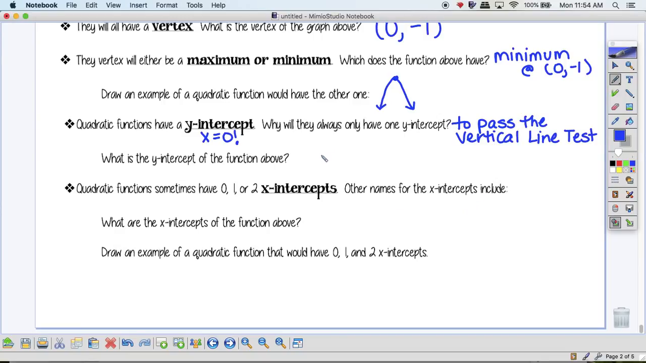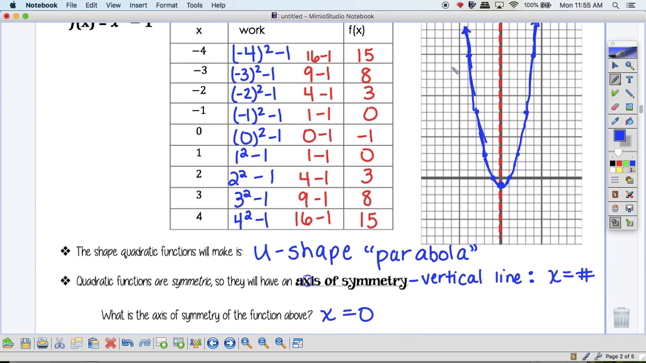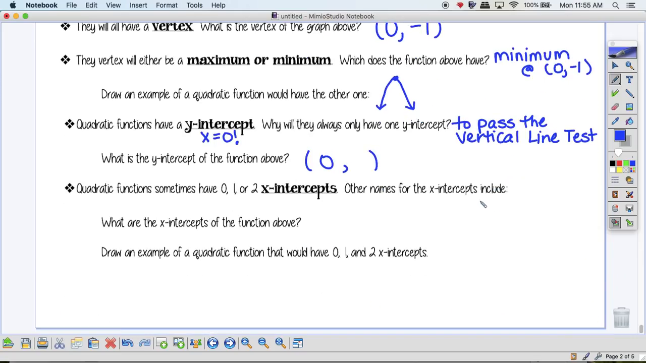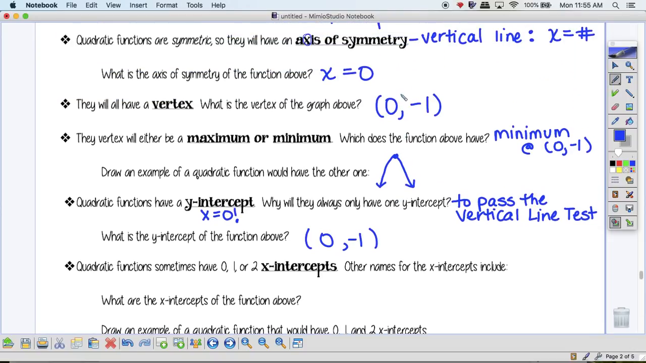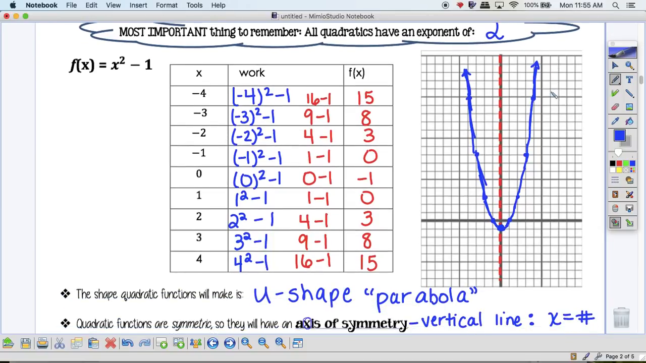What is the y-intercept of the function above? The y-intercept is going to be an ordered pair with x equals 0. Okay, and let's take a look at where it crosses the y-axis. It's right here at the point 0, -1. Okay, you should notice that that is the same as the vertex and the minimum. Do you think that all of my parabolas will always have the vertex be the same as the y-intercept? No, it might not always be. It just is in this case.